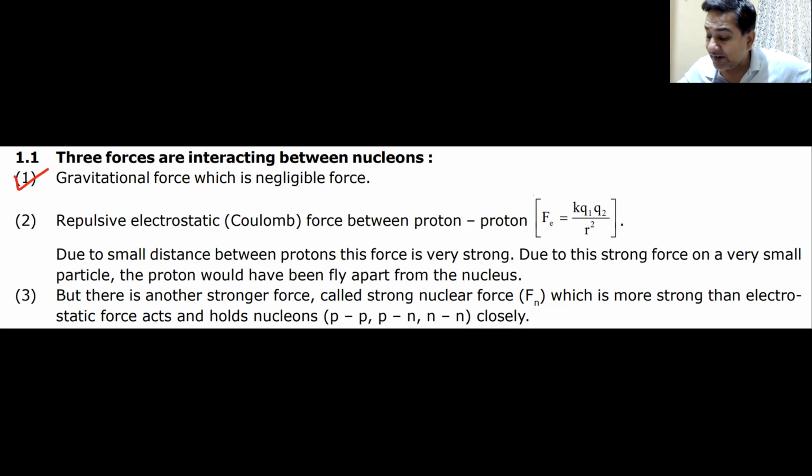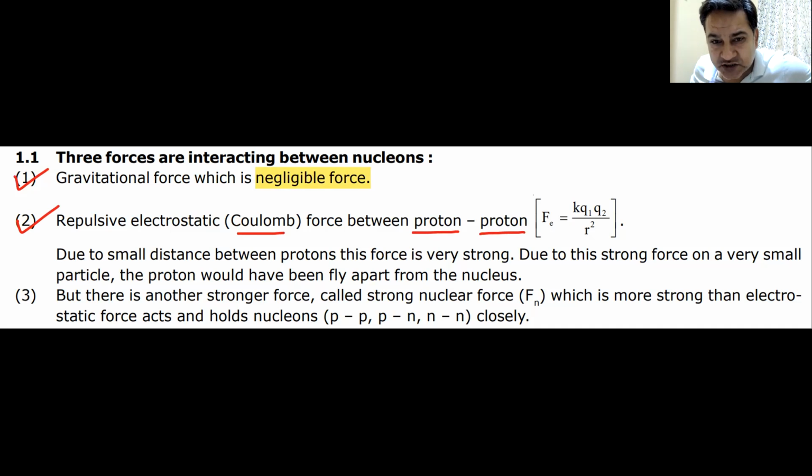But what do we see? That gravitational force is a very small force compared to electrostatic force. So because of this gravitational force alone, the atom cannot exist, because inside the atom, inside the nucleus, we have very strong repulsive forces between proton and proton. Do we understand this? Inside the nucleus, we have protons and neutrons.